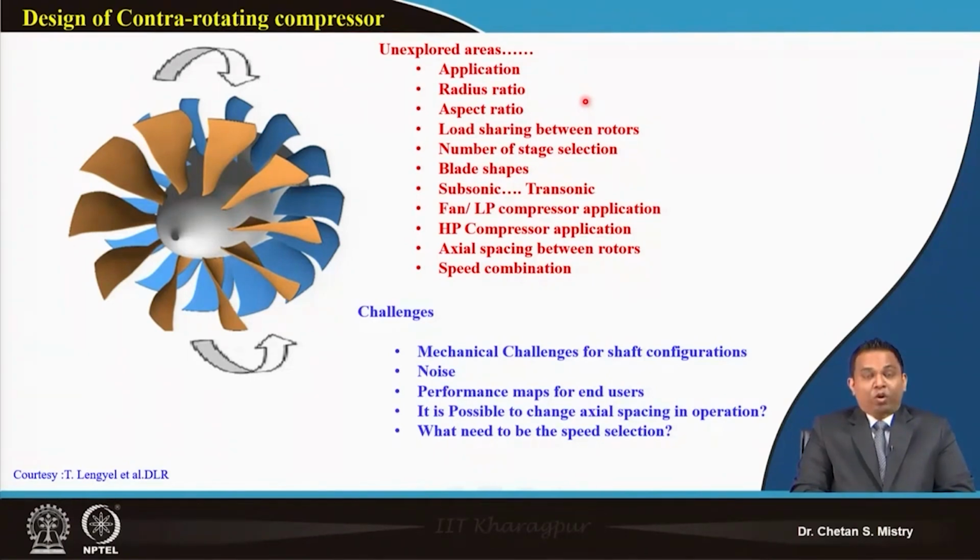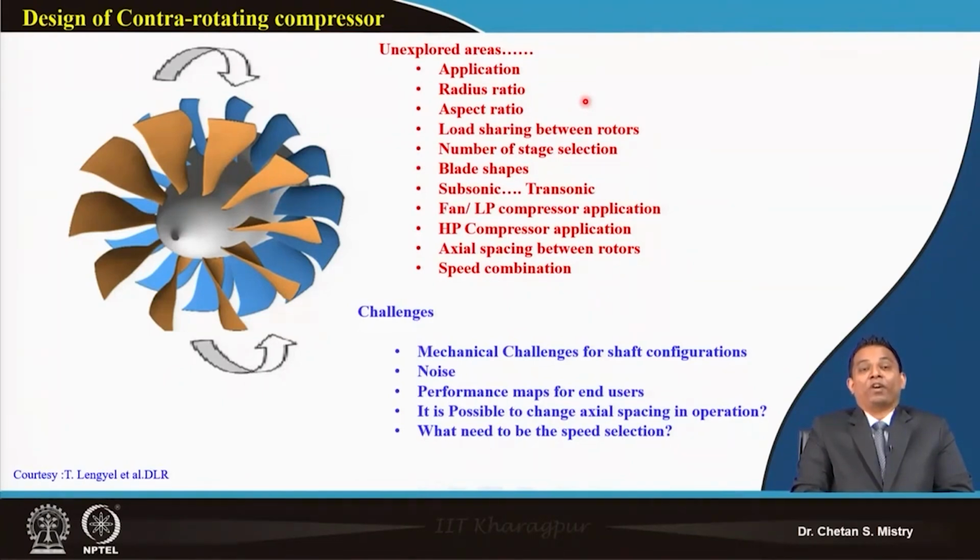Okay. Noise is a major issue, as I told. What the gap between these two rotors needs to be is very challenging, and that is a major attraction for research these days, because we are looking at the constraints given by Vision 2020. Now, performance map for end users, as we discussed, there are a number of possibilities here.